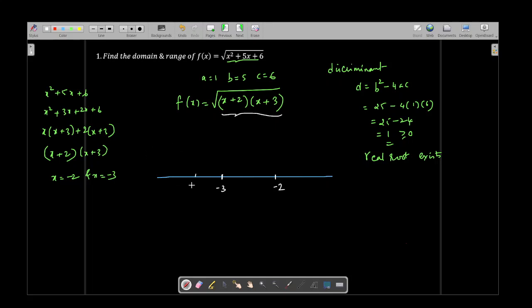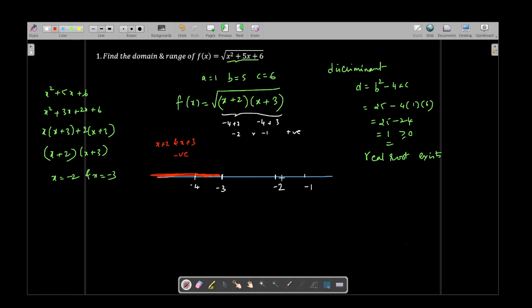Take anything less than minus 3. Let us put minus 4. If you put minus 4, this becomes minus 4 plus 2, minus 4 plus 3. So minus 4 plus 2 is minus 2, minus 4 plus 3 is minus 1. Both are negative, so this will give you positive. So anything you take below minus 3, both x plus 2 and x plus 3 are negative.